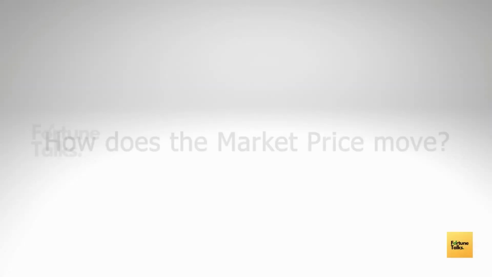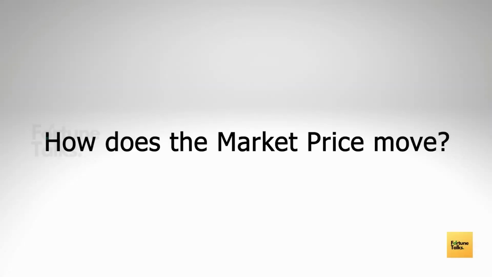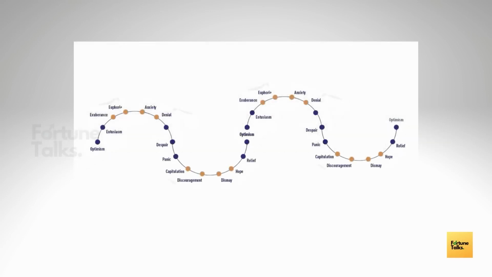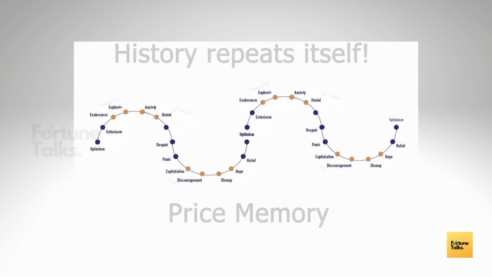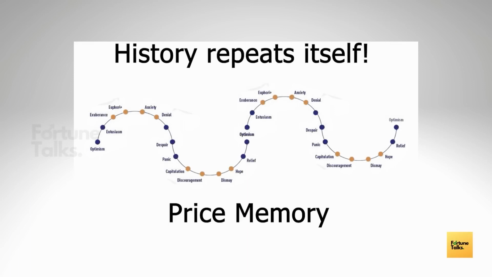This video will focus on how the market price moves, or how the prices are made to move in a particular way by some big players. You might have heard people saying things like history repeats itself, price memory, and stuff like that. What they really mean is how the market price moves in a specific pattern, time and time again.